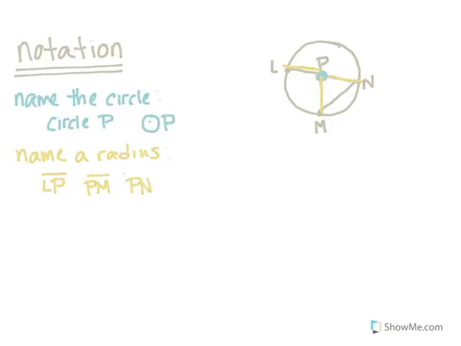And I made one mistake naming the first one, which I forgot to mention, is you always list the center of your circle first. So P should be going first. So this should be PL, not LP.